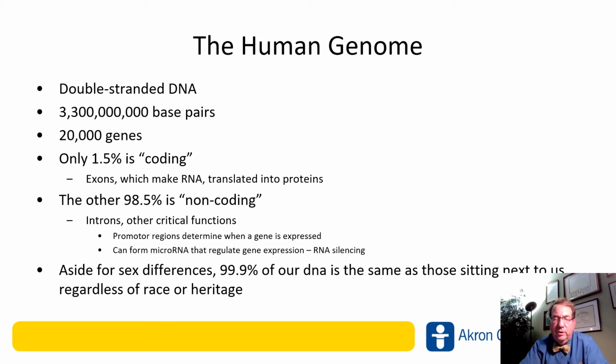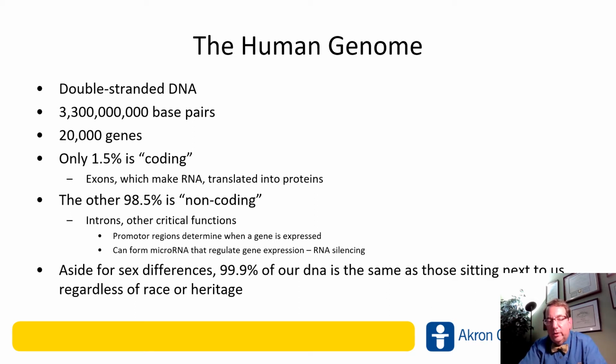So somehow these non-coding regions are affecting the function of the coding regions. This would include regions that serve as promoter to actually let the body know when that gene is supposed to be turned on and when it's supposed to be turned off. And this non-coding region can form microRNAs that regulate gene expression in other ways, and one other method is called RNA silencing. For the most part, what we're still dealing with in 2021 is the coding region.